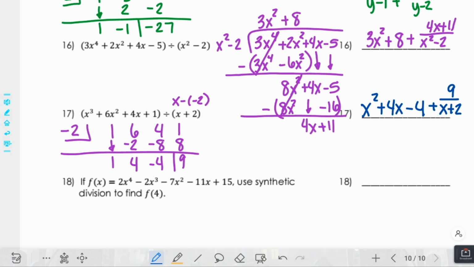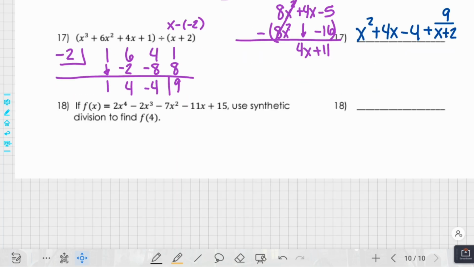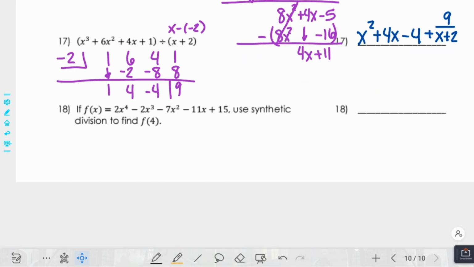Okay, when you're doing synthetic division to find a value, like we are here on number 18, go ahead and make sure your terms are in order, which these are. So go ahead and put 2, negative 2, negative 7, negative 11, and positive 15. When you want to find the value f of 4, you put 4 up in the box. Your answer here is going to be the remainder. So you're looking for the remainder.